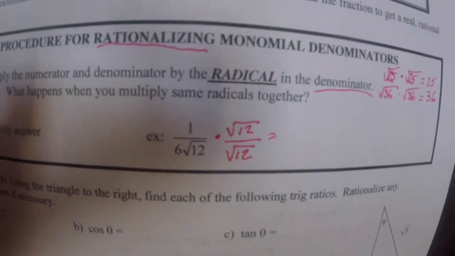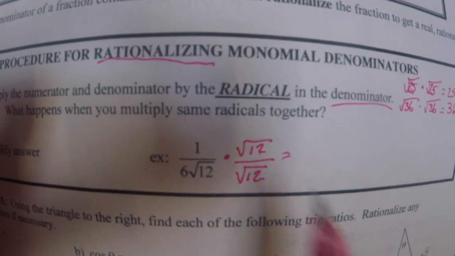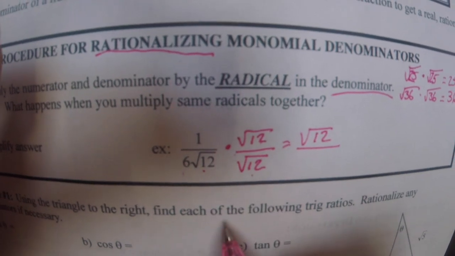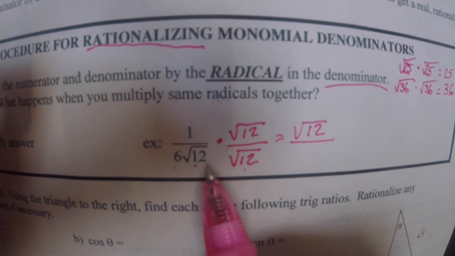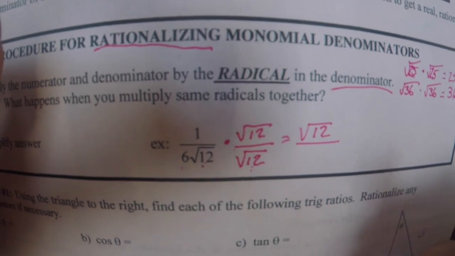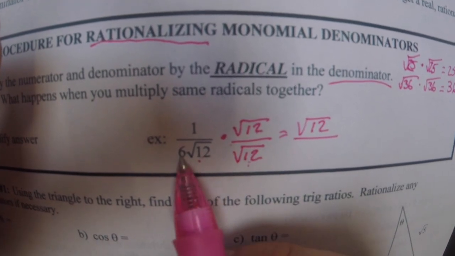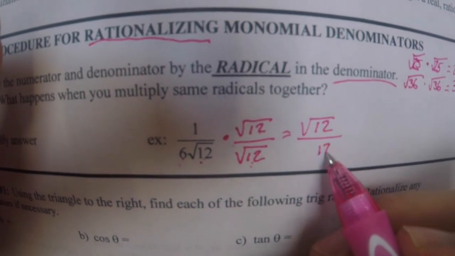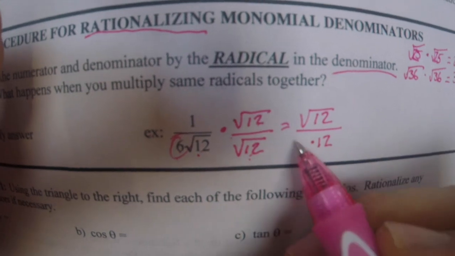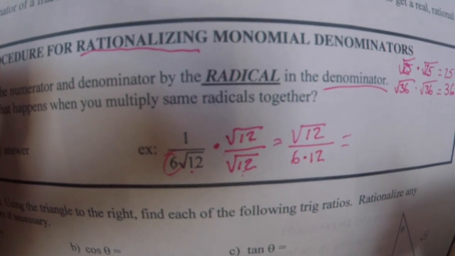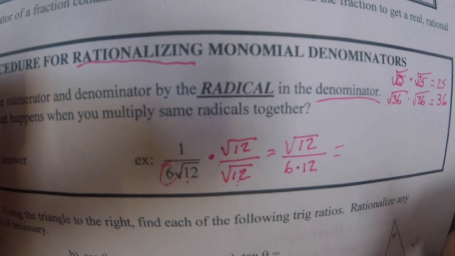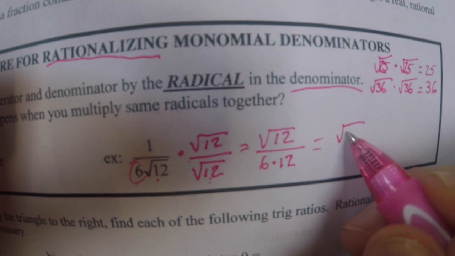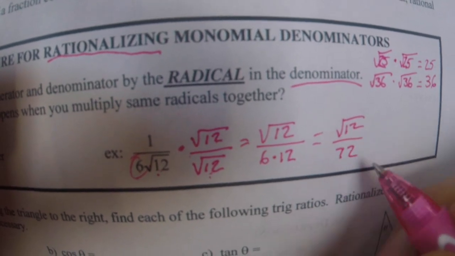Now remember, multiplying fractions, you just multiply across. 1 times radical 12 is radical 12. And 6 radical 12 times radical 12, well, like we just said, when you multiply the same radicals together, the radical just disappears. Radical 12 times radical 12 is just 12. And then we're multiplying it by this 6 that's out here in front. That ends up being 6 times 12, 72. So I get radical 12 over 72.